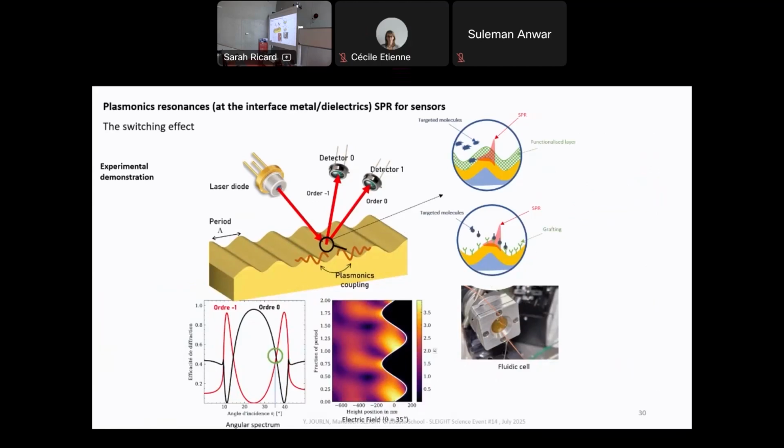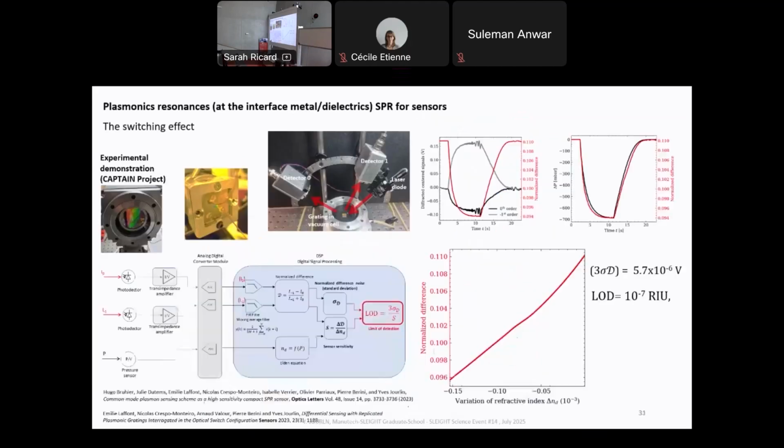So the sensor looks like this. We have gratings with the good design. We have a laser diode, a TM polarized laser diode, and 2 detectors at the crossing point. And with a functionalized layer, either a film or with biomolecules, we stay at one angle. For example, here, we have this evanescent field, which will sense what happens at the surface. We developed the sensor, and we measured to get the performances of the sensor.